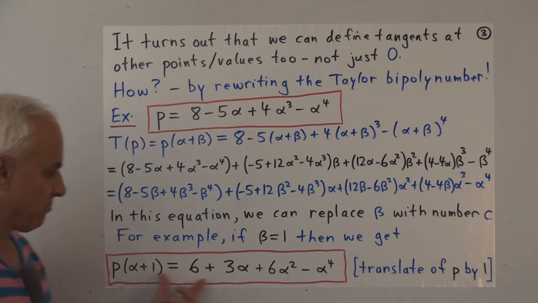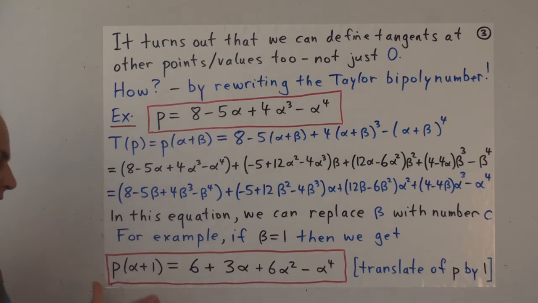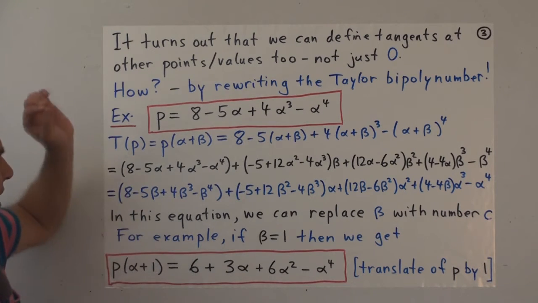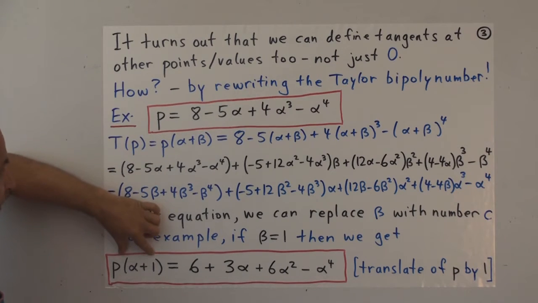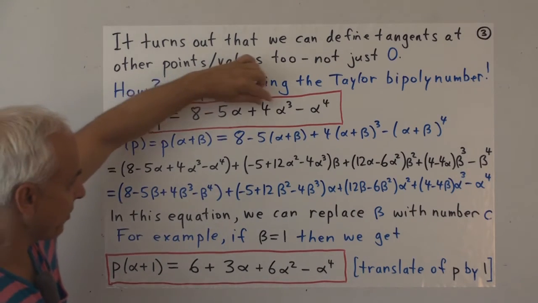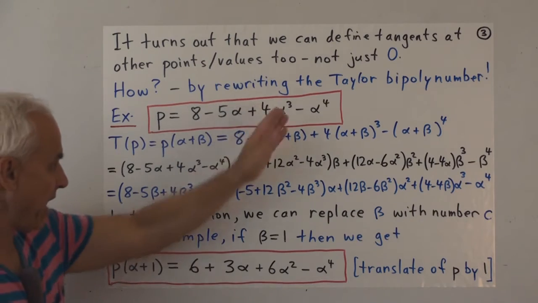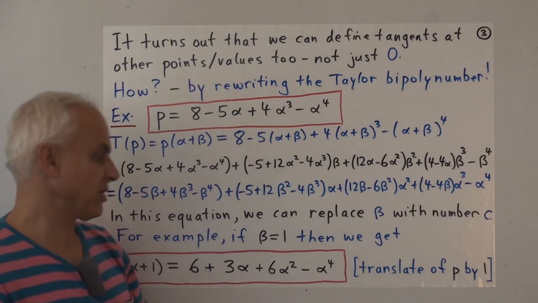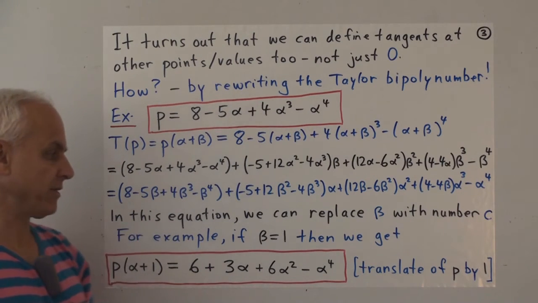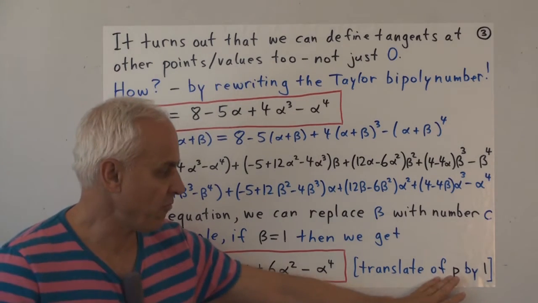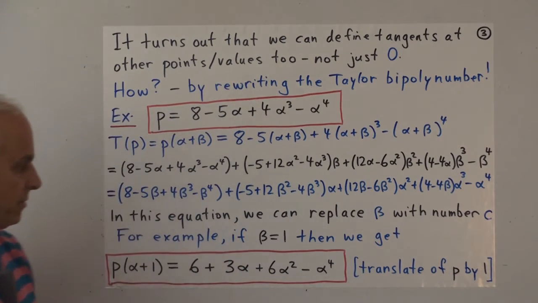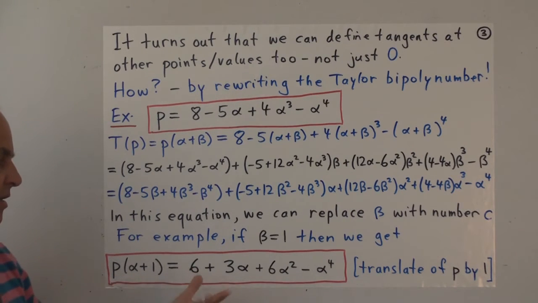So this is just an identity. This is a true fact that if you take this Pauli number and you evaluate it at alpha plus 1, in other words, replace alpha with alpha plus 1, and expand out, you're going to get this new looking object. So this is a translate of P by 1. This is not P itself, this is the translate of P to the left by 1.